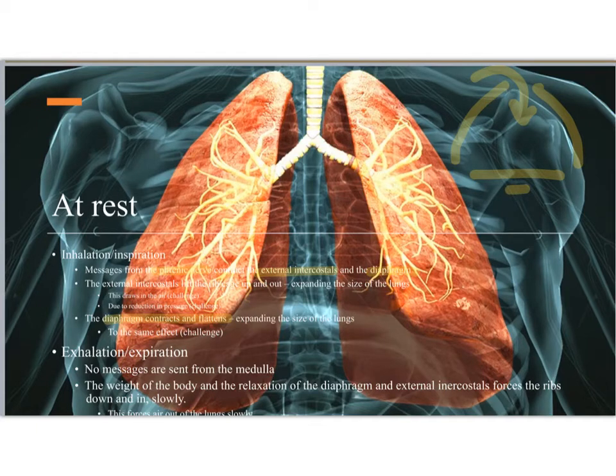For exhalation, there's actually no messages sent. There isn't anything for the medulla oblongata to do. It doesn't send a message. We use the weight of the body to push down the ribs. So these muscles, your skeletal muscles here in your shoulders, in your chest, and your general weight just pushes these out because there's no message for the external intercostals to be working anymore. So they just relax and the weight of it pushes those ribs down.